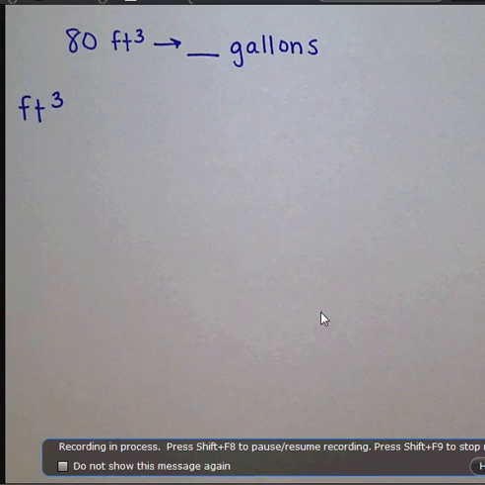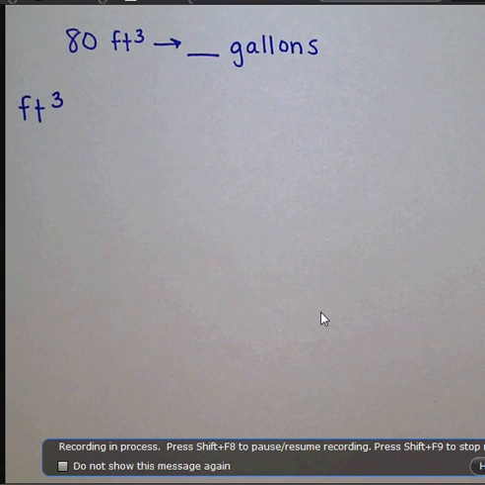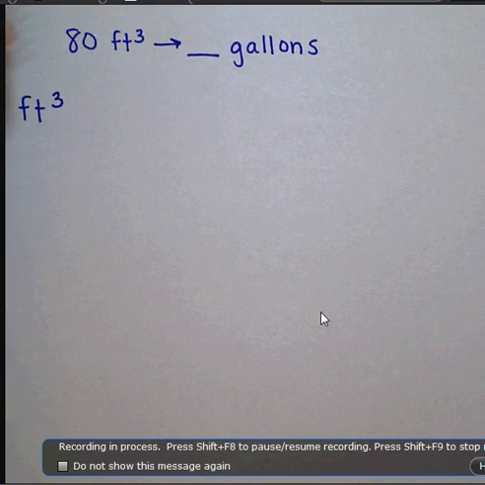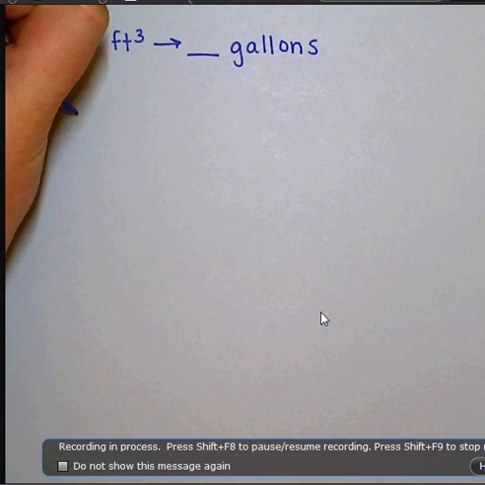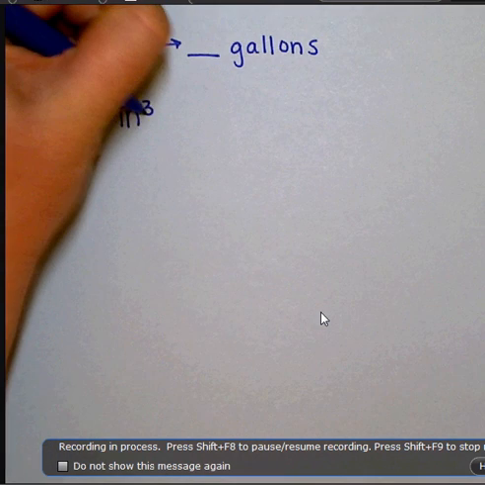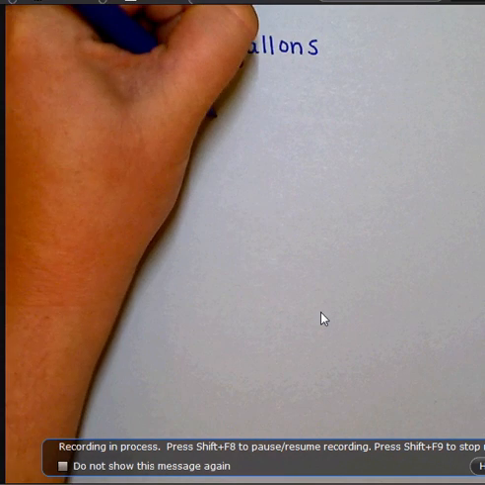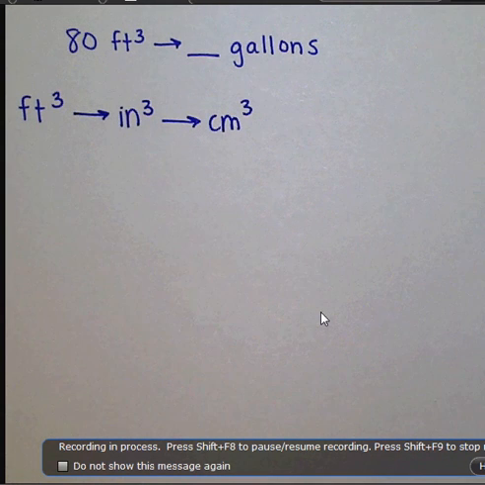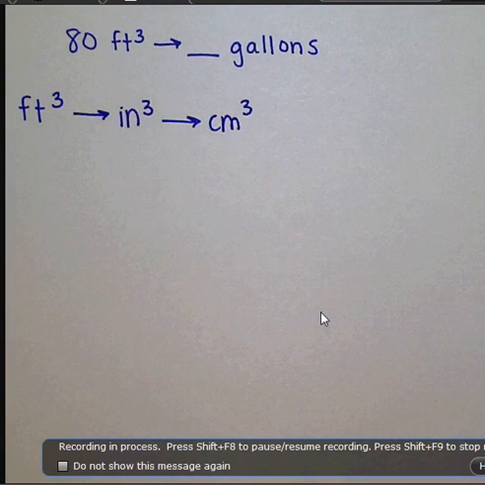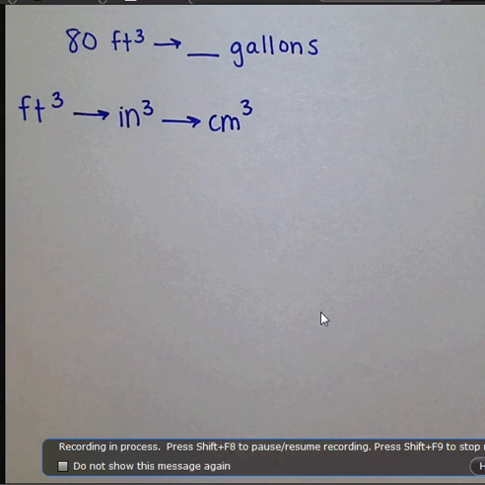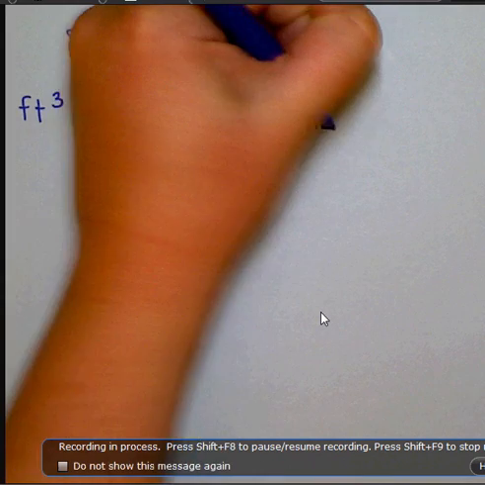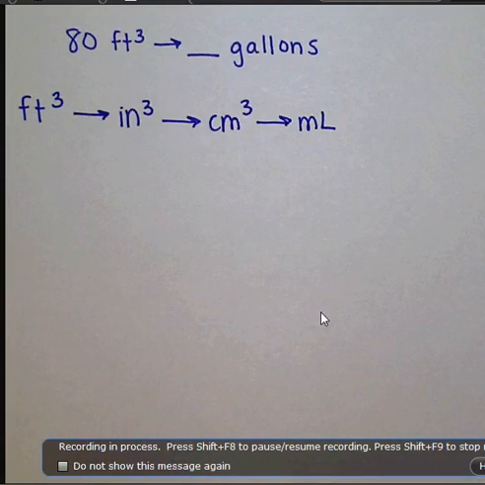So we're going to do a unit conversion from cubic feet to gallons, given that we start with 80 cubic feet. We know that we can move from feet cubed to inches cubed, and inches cubed to centimeters cubed. From there, since we know we're trying to get from something cubic to something that's a more familiar volume measurement, like a gallon, we want to move from centimeters cubed to milliliters using our nice, easy conversion.